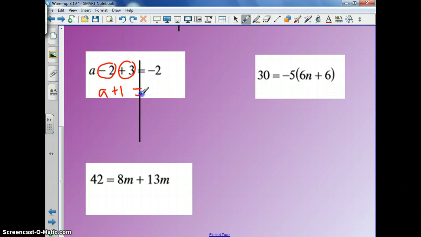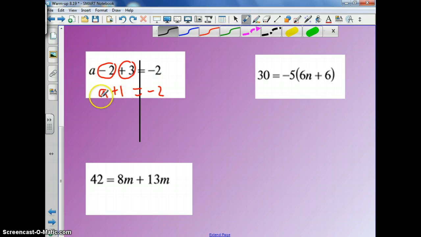So a equals 1. And we're going to bring down this negative 2. Any questions? Sorry, not a equals 1. A plus 1 equals negative 2. Any questions? Nope. Now, what's cool about this is, what kind of equation is this at this point? One step. Yeah, one step. There's nothing with the a. All we have to do is deal with this 1. So how do I deal with plus 1?